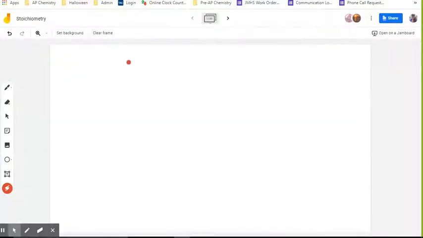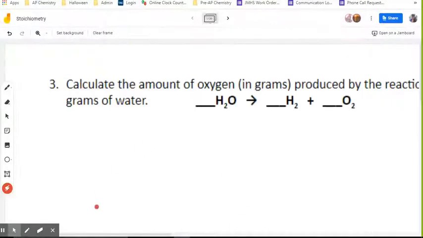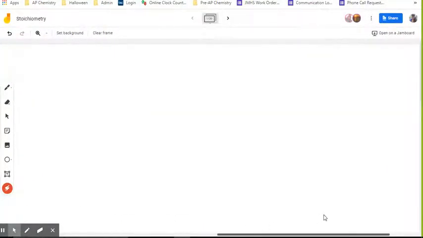So let me put our problem right there. Let me zoom in really far. If you want to be on the Jamboard, that's cool. If you don't, that's cool too. I have my screen very zoomed in, so you should be able to see it pretty well. And I'll tell you when you should take a screenshot, okay?